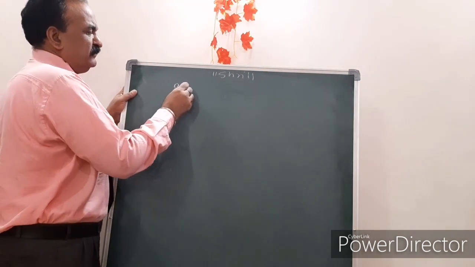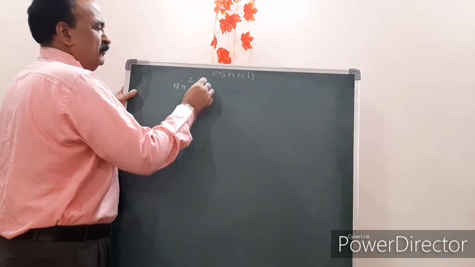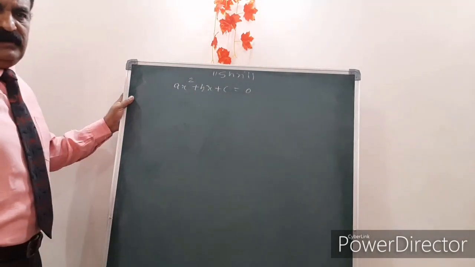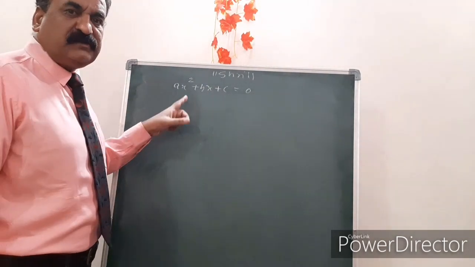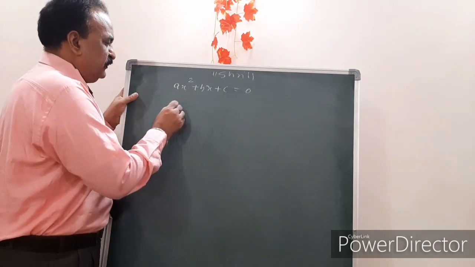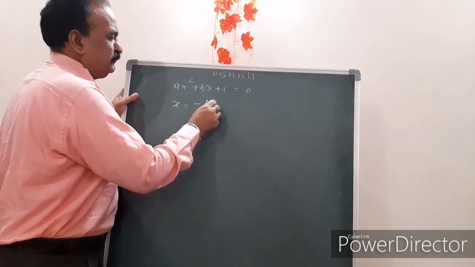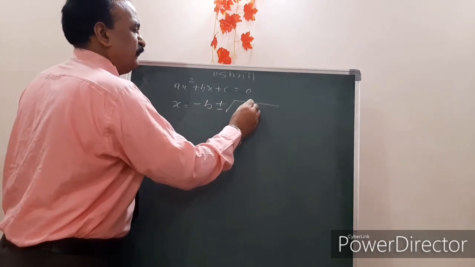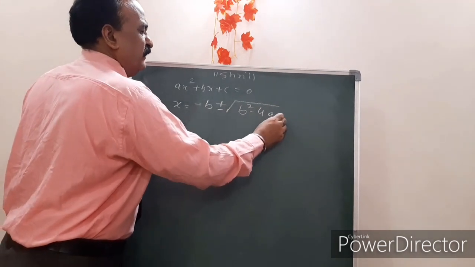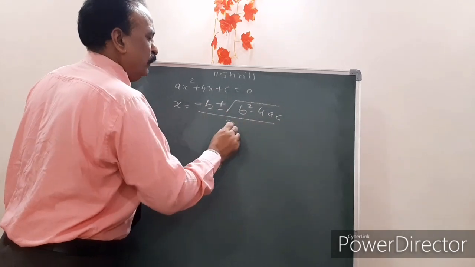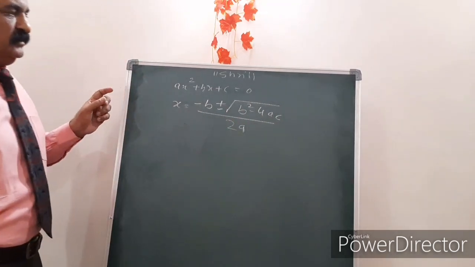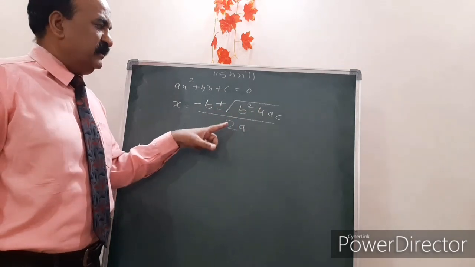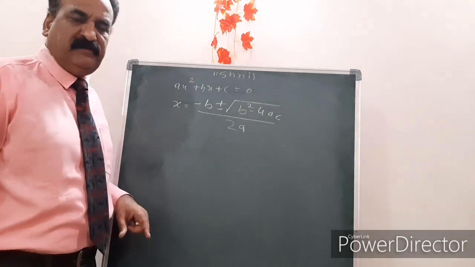The equation is ax square plus bx plus c is equal to 0. And now how to find the solution of this quadratic equation? x is equal to minus b plus minus under root b square minus 4ac upon 2a.